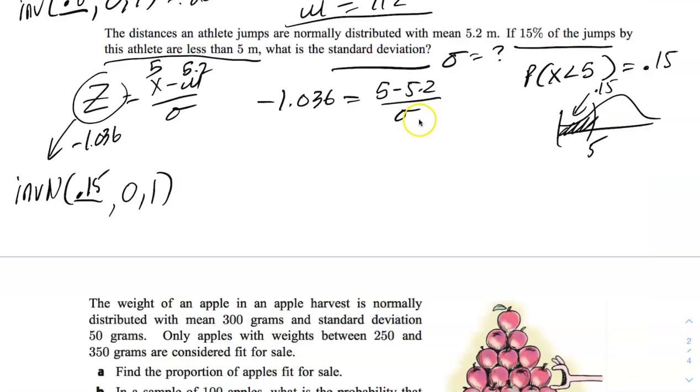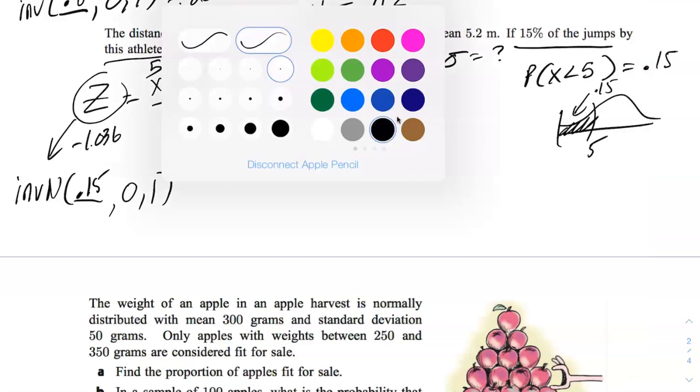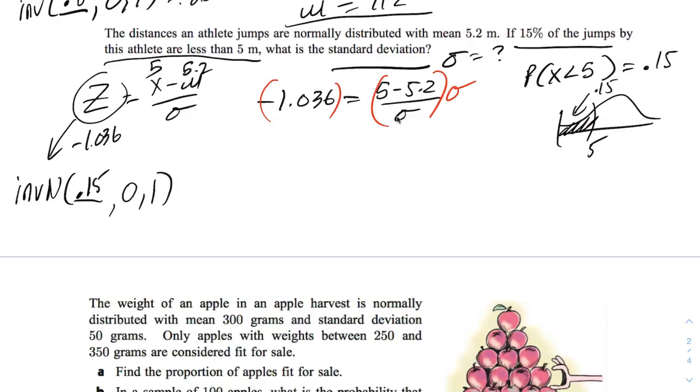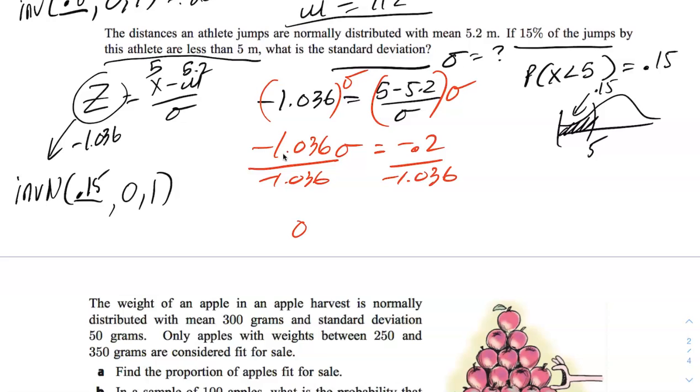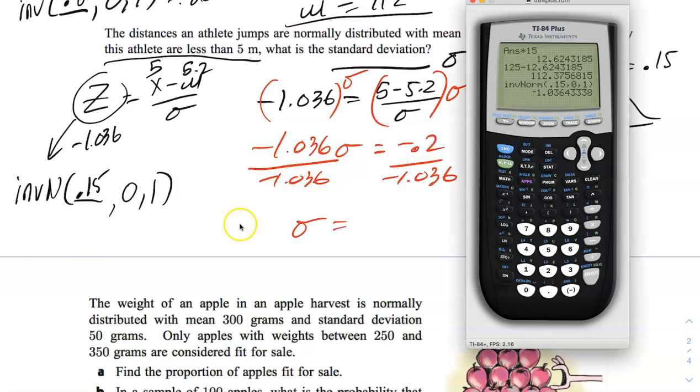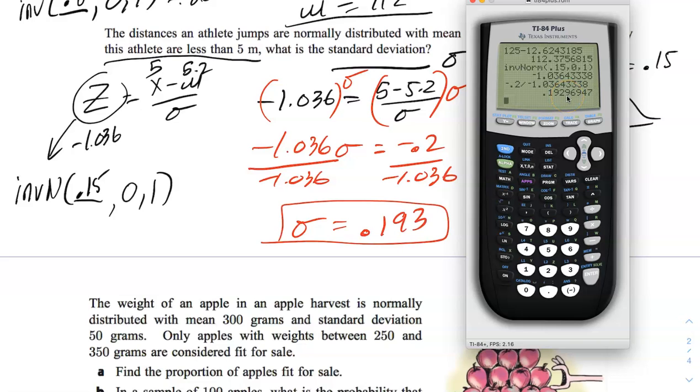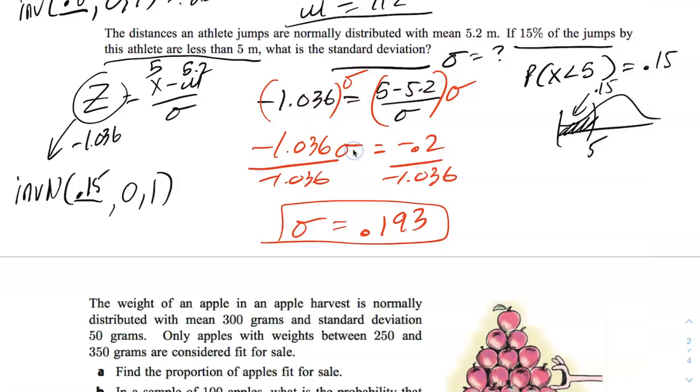Okay, so I get that. I would multiply both sides by sigma. So negative 1.036 sigma equals 5 minus 5.2, so negative 0.2. Then we just have to divide by that. And then sigma equals, again, my calculator, I'm not going to round it, well, not until I get my final answer. So I'm going to do negative 0.2 divided by my answer right here. And I get 0.193 if I round it correctly. Right, you only want to round the final answer to 3 sig figs. So that's the standard deviation.